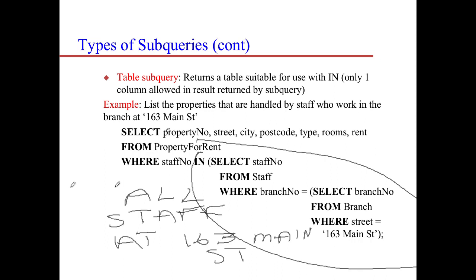Makes sense? And you can write that as a join. So take a couple minutes and do it. What I want is to list the properties that are handled by staff who work in the branch at 163 Main Street. Take a couple minutes. You can work on it with a neighbor. See if you can write that as a join.